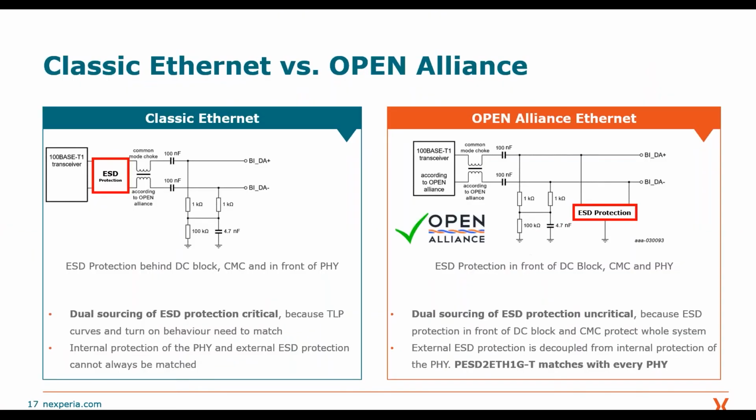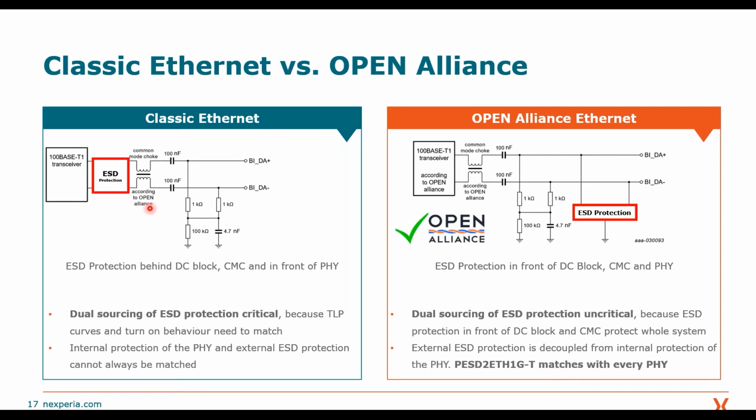And there's one special factor. In the classic Ethernet approach, we see that the ESD protection is placed directly in front of the PHY and behind the common mode termination, and that is okay, but it's not the best class, because we have again this dual sourcing situation, and we have to match the internal protection of the PHY with the discrete ESD protection, as Andreas just showed.